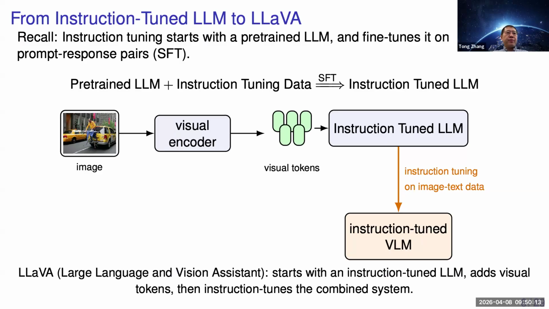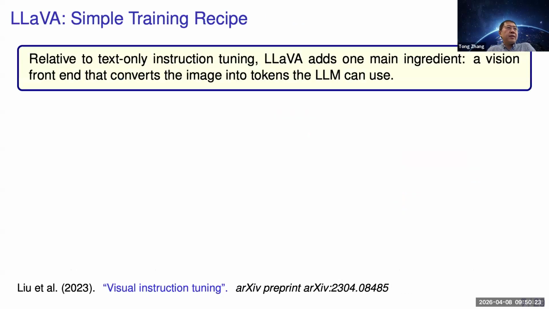Llama starts with an instruction tuned LLM, with visual tokens, as an instruction tuned combined system, right? So basically that's a picture. Then we will talk about how that's done, right? So let's quickly talk about the training recipe, then we'll go through the components. Relative to the text-only instruction tuning, you need a vision front end, right? It converts the image into tokens the LLM can use.